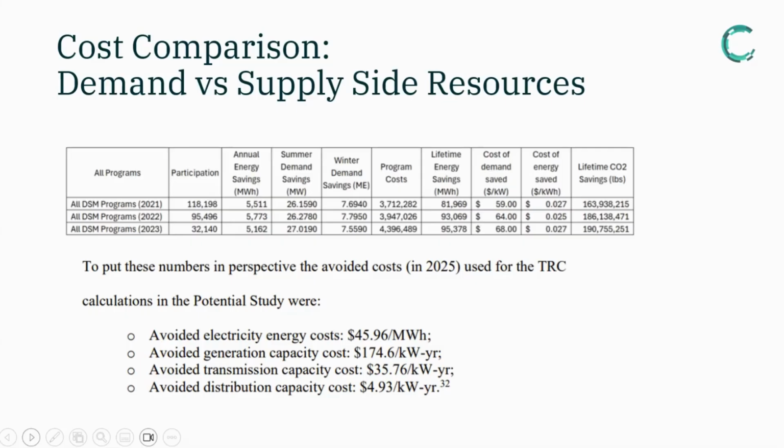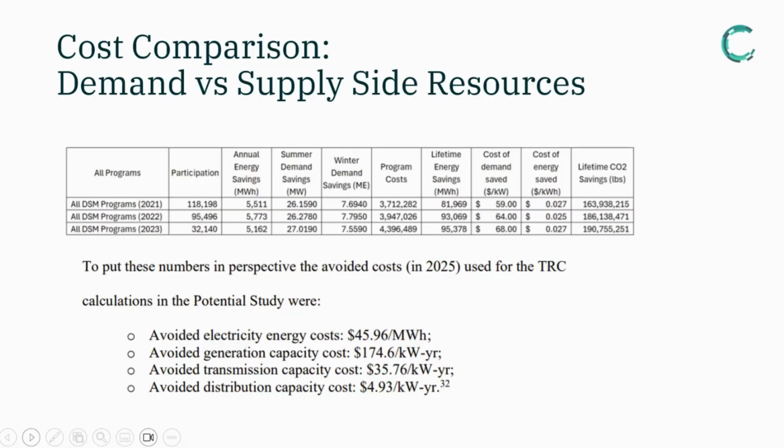Now, what do they avoid? They avoid electricity energy costs, they avoid generation, transmission, distribution capacity costs that, as you can see, are multiple times what they really cost. So what this is indicating is that there are additional cost savings that the utilities could pursue if they had a larger demand side portfolio. And if they compared that really on a level playing field with supply side resources instead of this separate analysis.